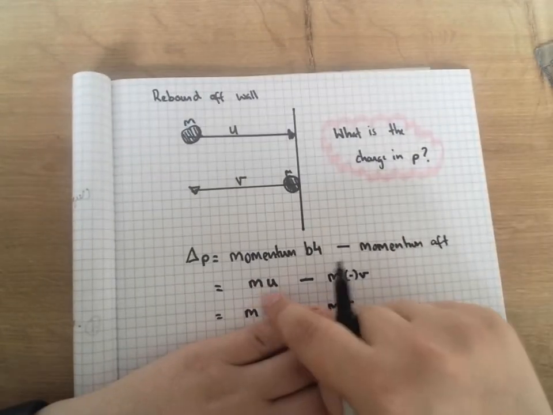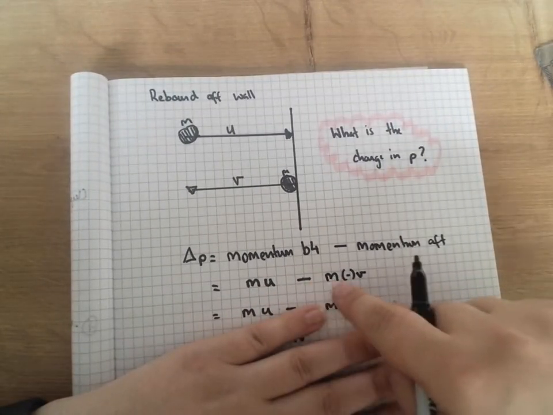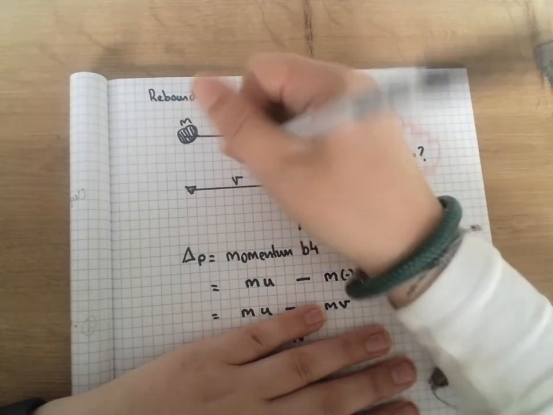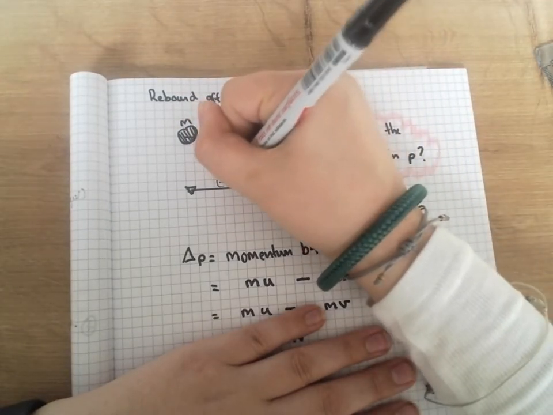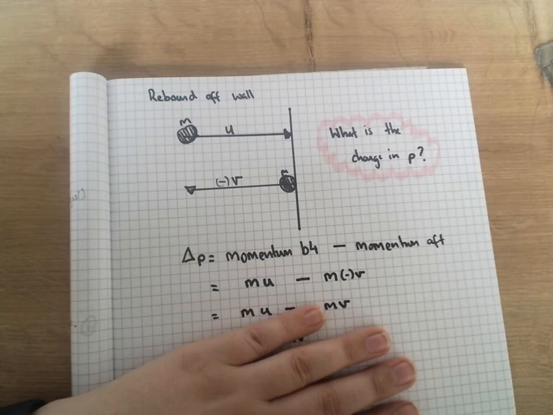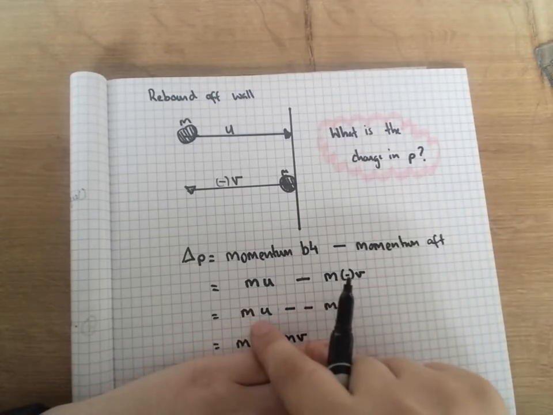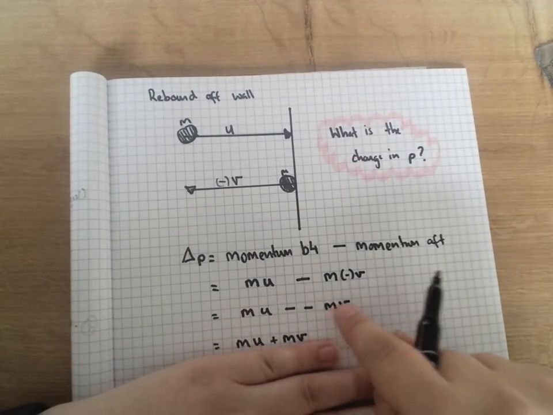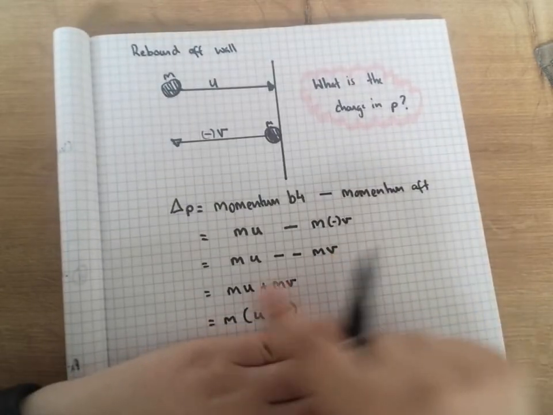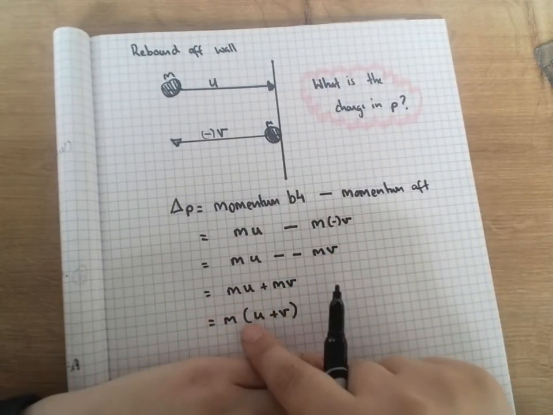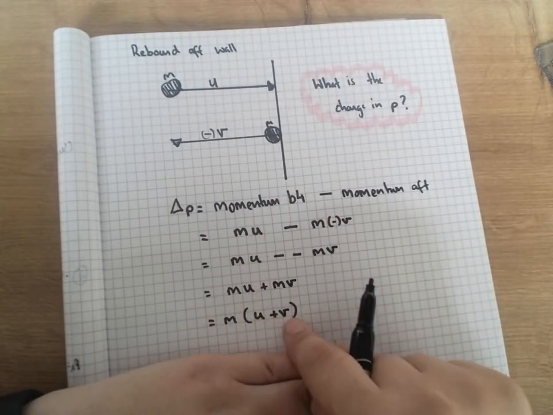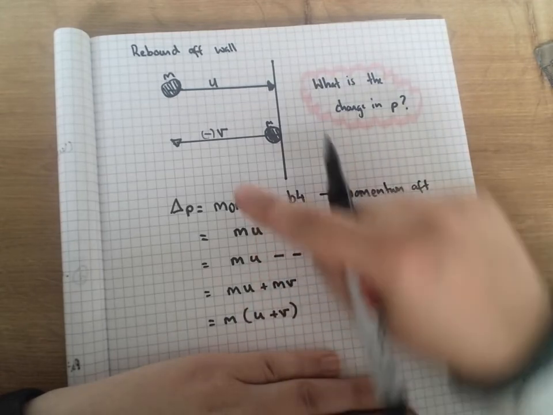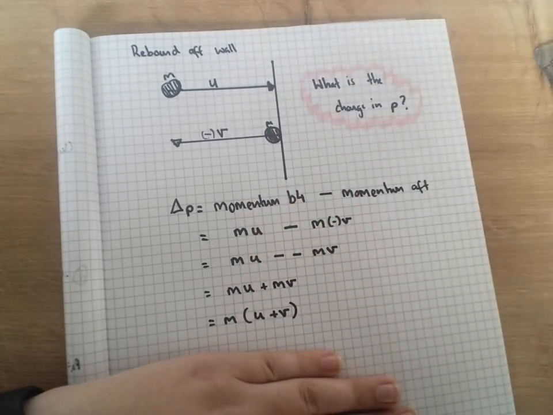So in this case, mu minus mv. But my v is moving in the opposite direction, so it should be a negative sign. So I have mu minus minus mv. Well, in this case, that's mu plus mv. So m, in brackets, u plus v. So just being careful to think about those positives and negatives there.